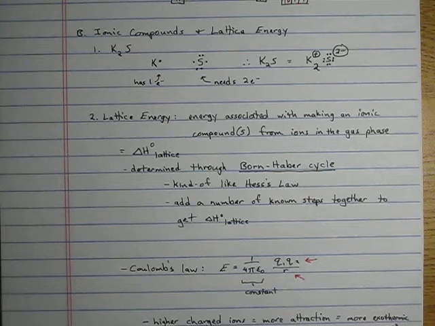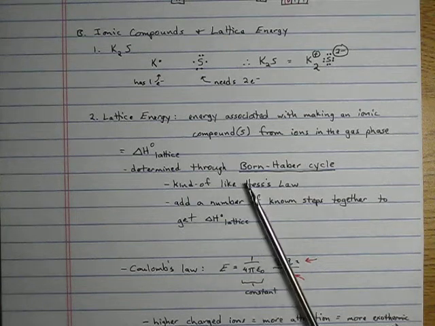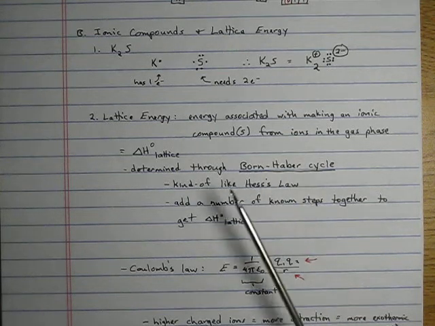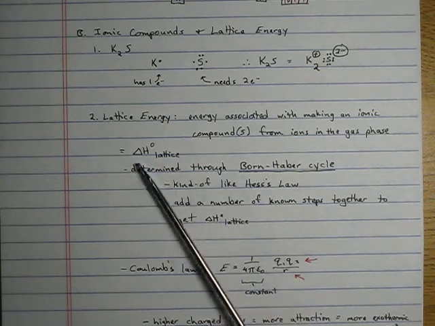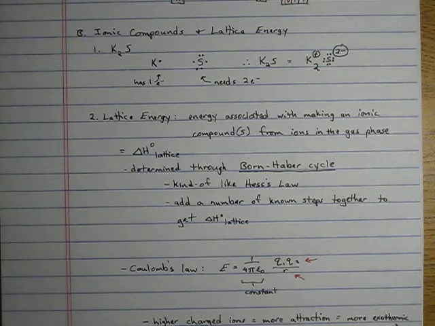However, we can use something like the Born-Haber cycle, which is much like Hess's law, to get this lattice energy. Note it's delta H, not lattice. It's an enthalpy, this lattice energy. And so remember when we had Hess's law, where we took various reactions, added them up together, and then added their delta H's to get the total enthalpy of the reaction? We're going to do the same thing with a Born-Haber cycle to look at how we can calculate lattice energies.